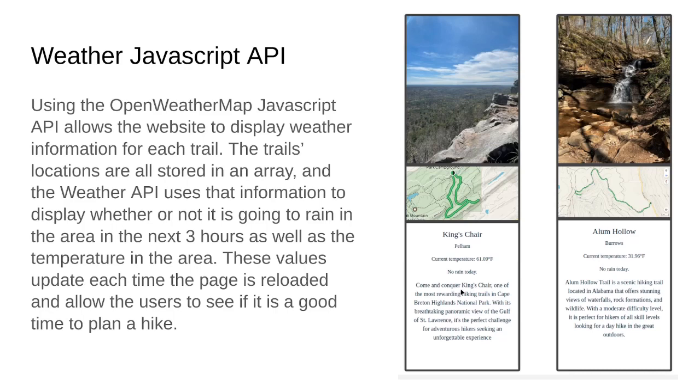The values of these all update each time the page is reloaded. So the information should always be very up to date and very accurate. And I just think that this is a great way for users to access the website and see if it's a good day to go hiking. And perhaps if it's not a good day at one trail, maybe it is at another trail. Because as you can see, these temperatures can vary quite a bit. Alabama is a pretty tall state, I guess, is a good way to put it.